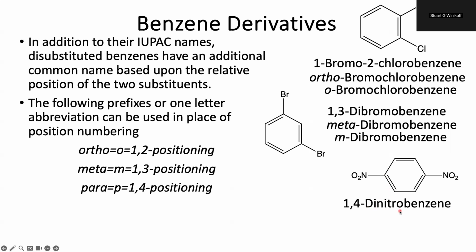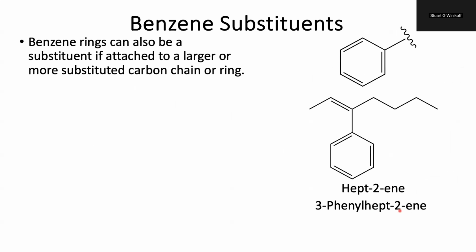Well, I can replace that 1,4 naming with para. So this would be para-dinitrobenzene, or just simply p-dinitrobenzene. However, if I'm going to look at benzene as a substituent, now I need it to be attached to a larger carbon chain or carbon ring, or something that is more highly substituted, maybe something of a similar size, but now has a double bond, so that gets the priority, or multiple triple bonds.